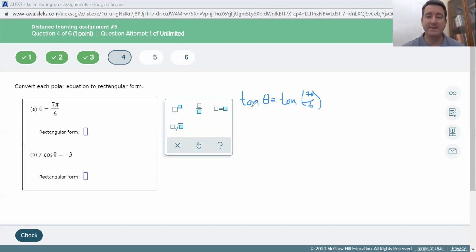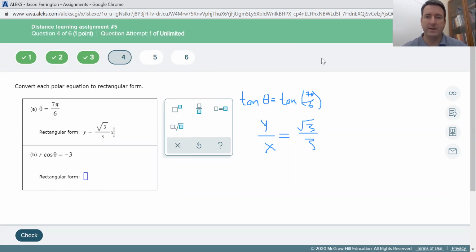And we can replace this tangent of theta with y over x. That's one of our identities. Tangent of theta equals y over x. We get y over x equals, and the tangent of 7 pi over 6 is square root of 3 over 3. And then we can multiply both sides by x, and we're going to get that y equals the square root of 3 over 3 times x.